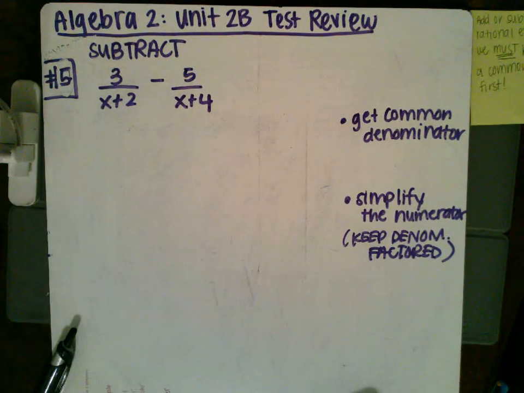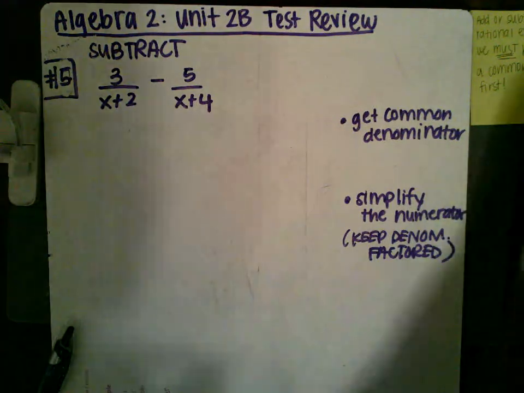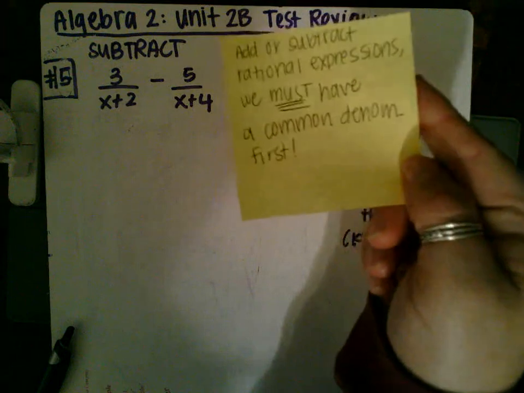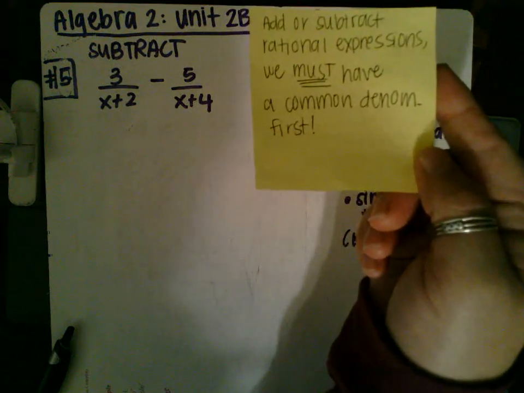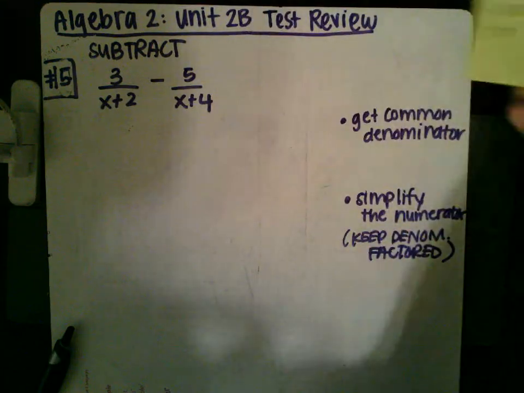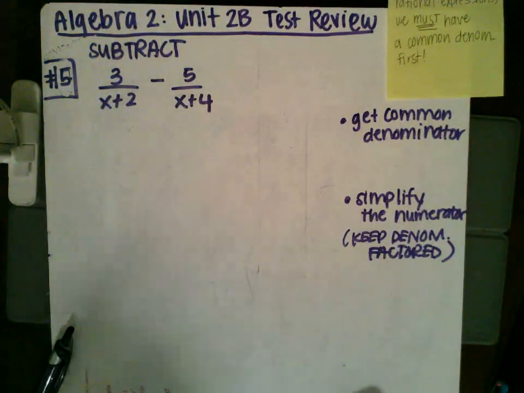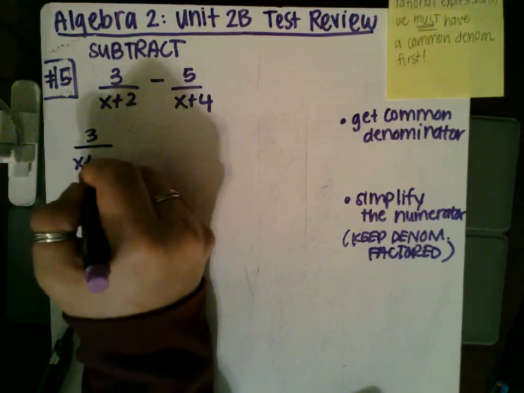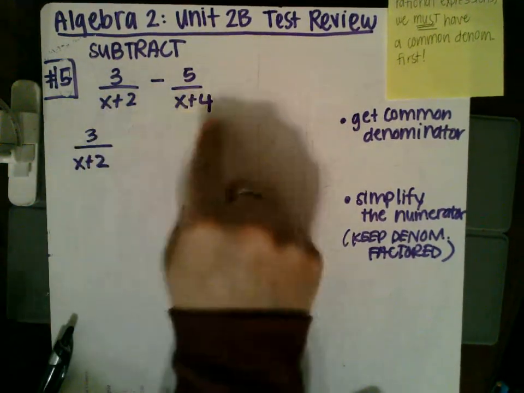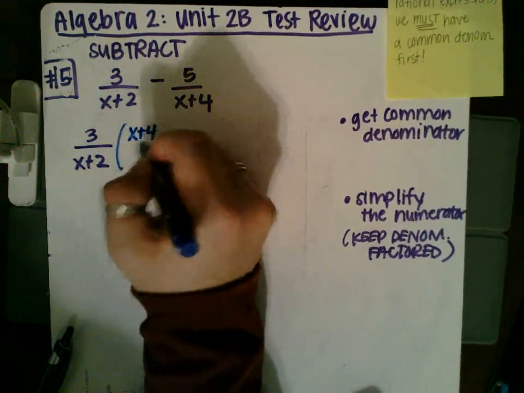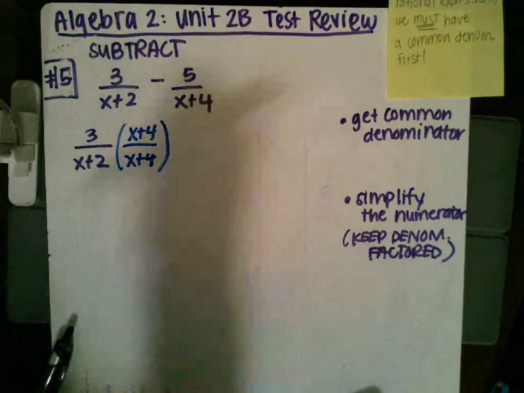And remember, from our sticky note, to add or subtract rational expressions, we must have a common denominator first. Keep that here. So we got to get a common denominator, and we're going to get it in the same way that we did last time. So 3 over x plus 2, we're going to multiply by the opposite denominator on the top and bottom, times x plus 4 over x plus 4.